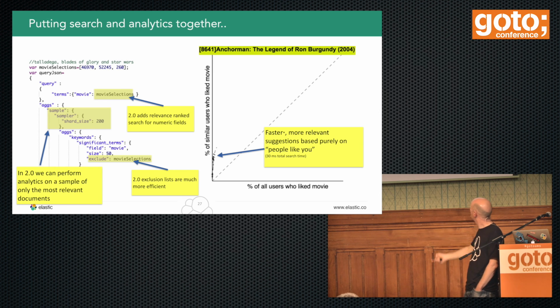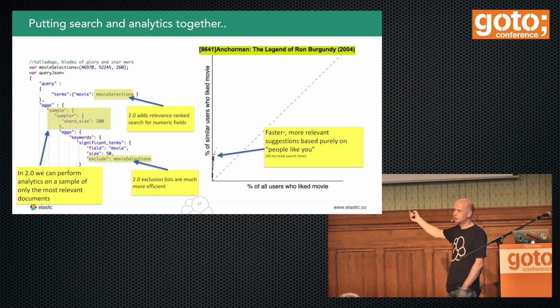And finally, in earlier versions of Elasticsearch, excludes were written using regexes and they performed terribly, and it's been fixed. We can now have arrays of very large numbers of things, and it's much more efficient in terms of filtering these things out. So what I'm doing here is I'm saying, here's all my movie choices, find people like me, and tell me what they like, excluding the stuff that I told you about, the movies I've already seen.